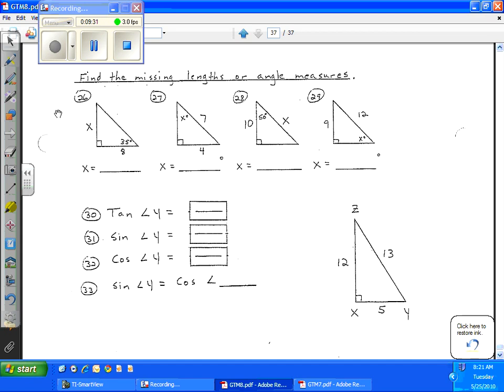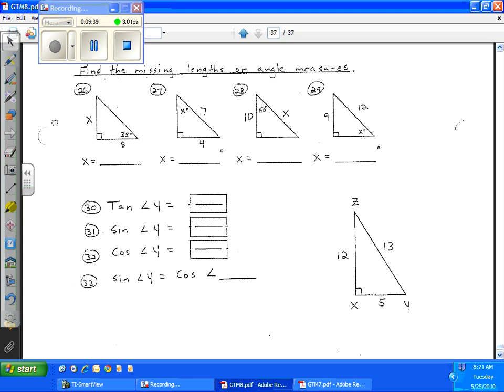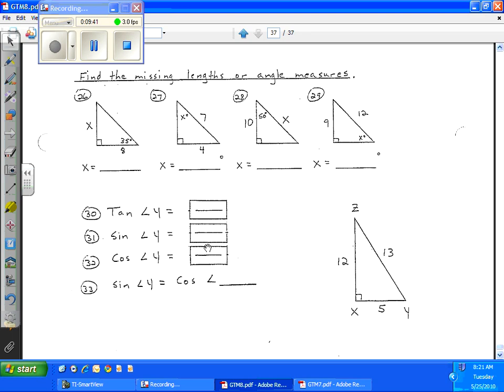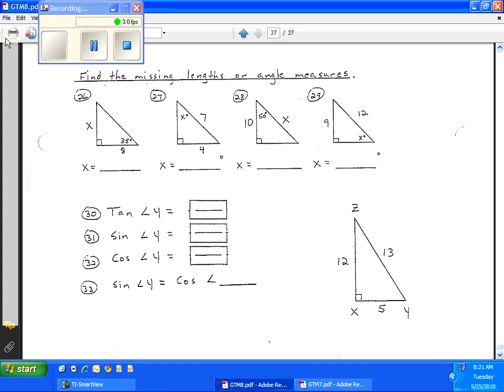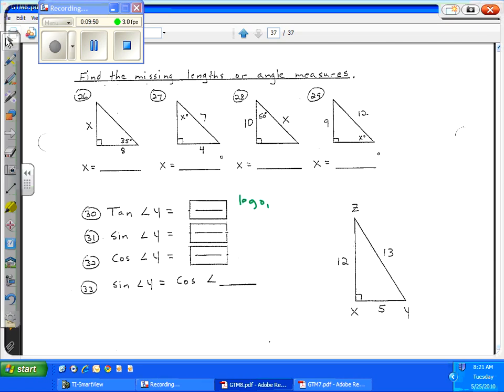So now we're looking for missing lengths and angle measures of non-right triangles. Before we do 26 through 29, let's go ahead and do the sine, cosine, and tangent ratios just to remind ourselves of that. Remember that the tangent ratio is the length of the leg opposite the angle, so it'd be the length of the leg opposite angle y over the length of the leg adjacent to angle y. Here's angle Y. The leg opposite is 12. The leg adjacent is 5.